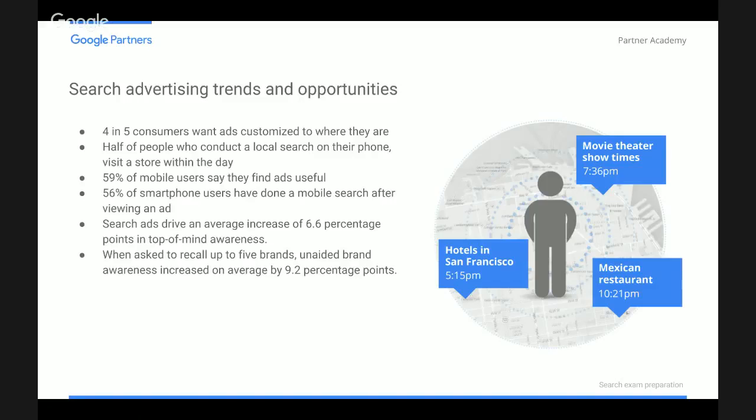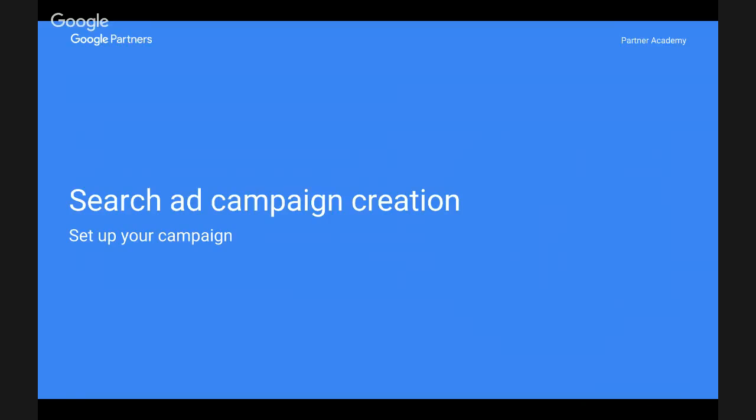And when asked to recall up to 5 brands, unaided brand awareness increased on average by 9.2 percentage points. So just a few data points here to give you an understanding of how Google search works and what exactly the impact is as a result of it. Moving forward, let's look at the campaign creation.